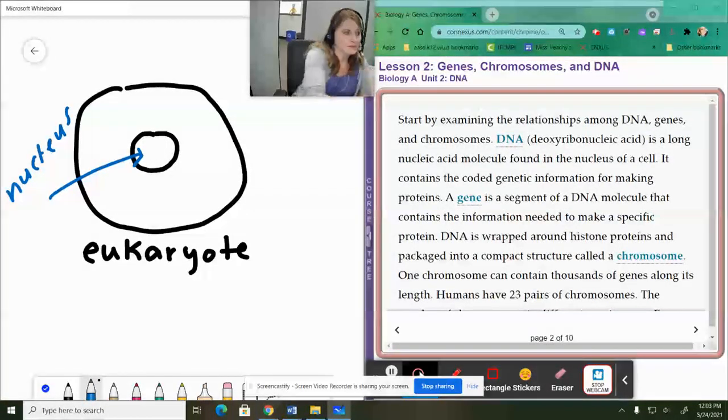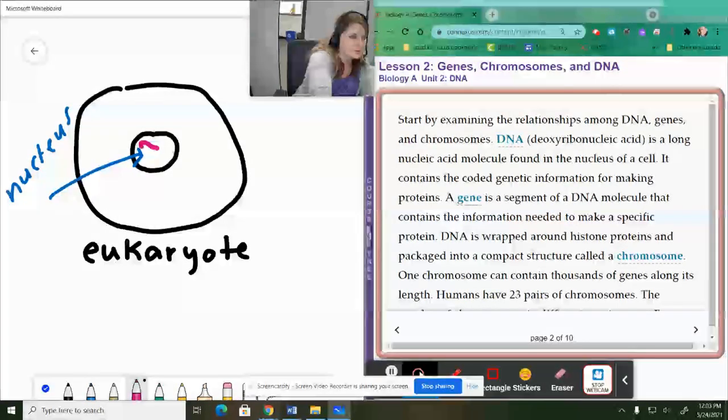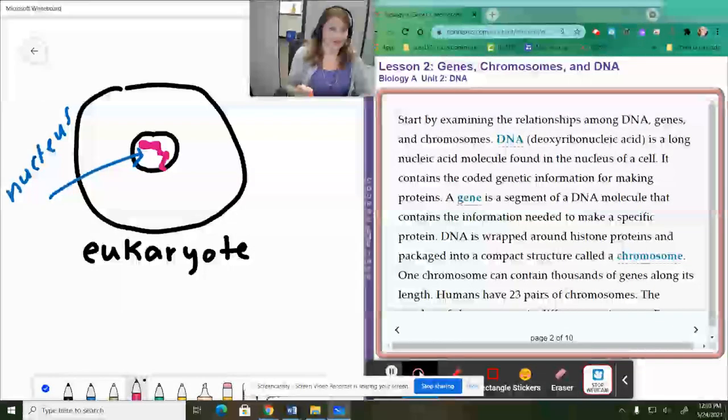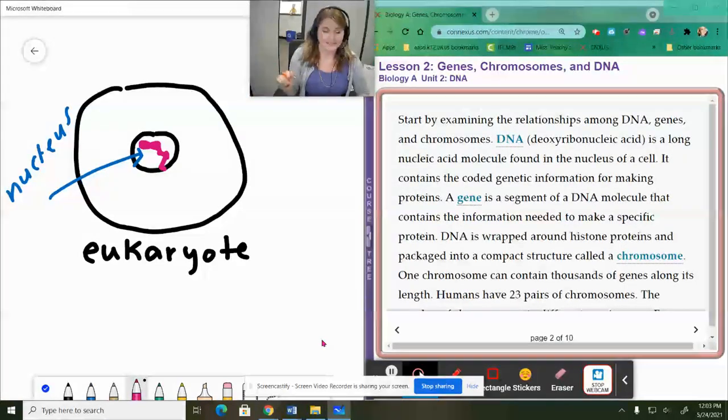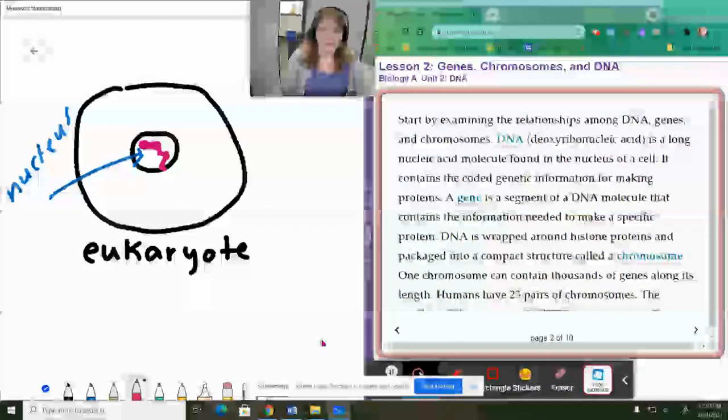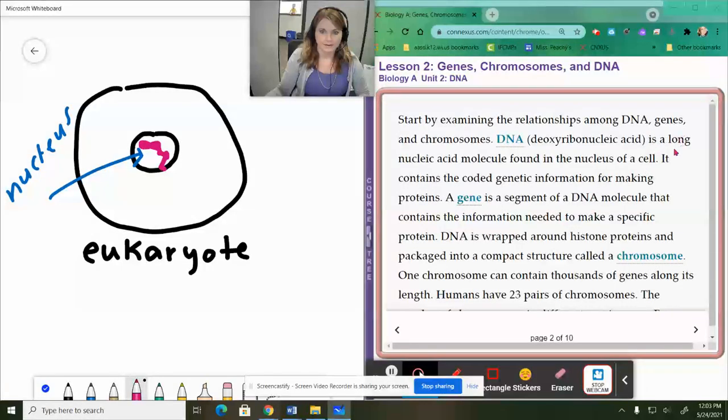So here within the nucleus, you have many different things, but you also have your DNA. I'm just going to write a long chain molecule of our DNA there. Not a very pretty picture, but that's okay. It doesn't have to be beautiful. That's where we find it. So let's explore more about DNA. It's a long nucleic acid molecule found in the nucleus, and it contains the coded genetic information for making proteins. It's basically like instructions, and it tells your cell how to make these things called proteins.